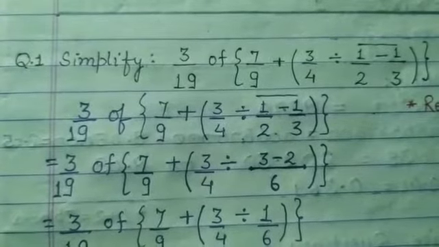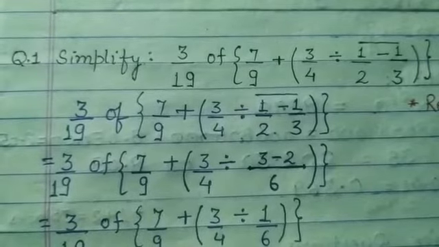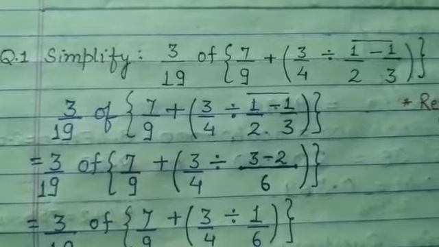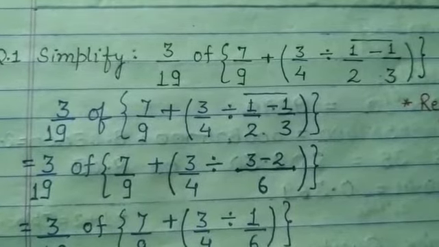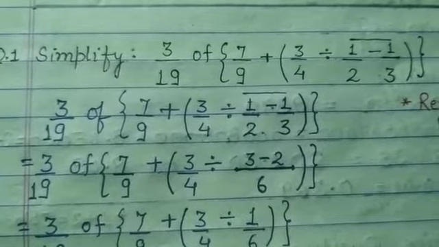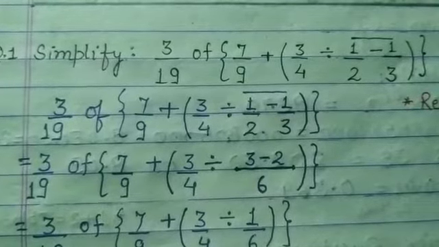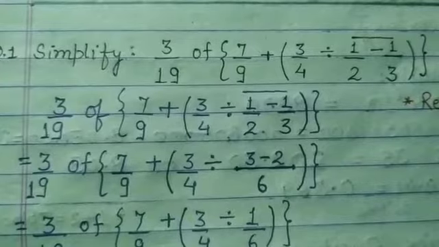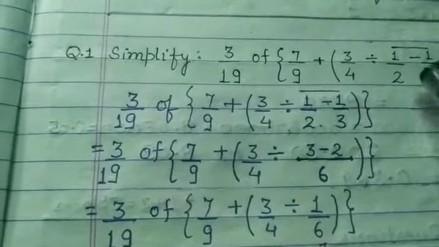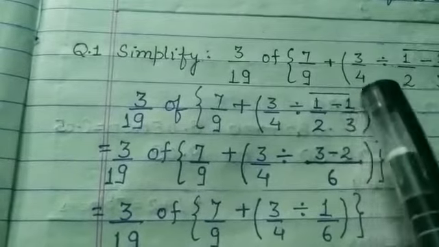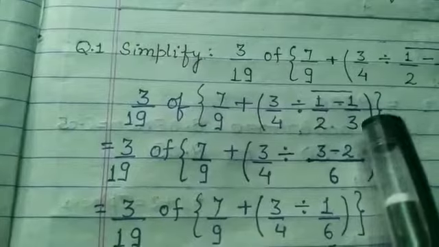Simplify 3 upon 19 of curly bracket 7 upon 9 plus small bracket 3 upon 4 divided by bar 1 upon 2 minus 1 upon 3 bar, small bracket close and curly bracket close. Here we can see the bar is over 1 upon 2 minus 1 upon 3. So first we will solve the bar. Bar is over 1 upon 2 and 1 upon 3.